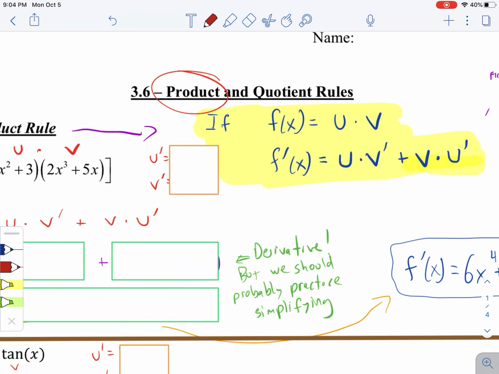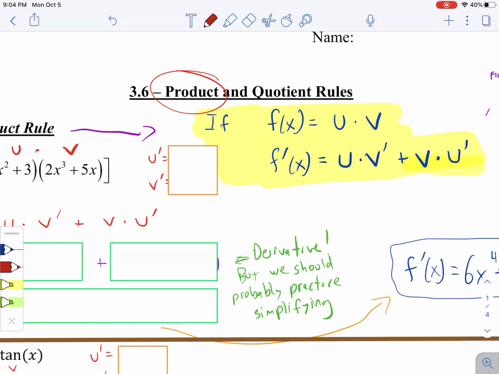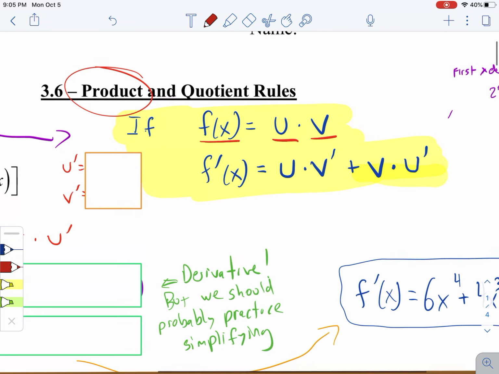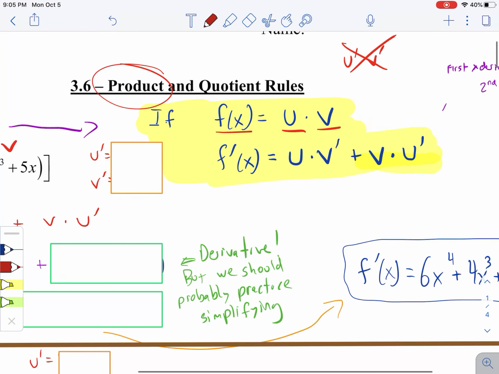So product rule states that if you have a function called f of x or whatever, and it's the product of two functions, if it's two functions being multiplied, and you can't put them together, you can't intertwine them in some way, if they're separate, then there's a rule. You can't just take the derivative of each. It's not just u prime times v prime. That's wrong. Turns out there's a whole formula for it.